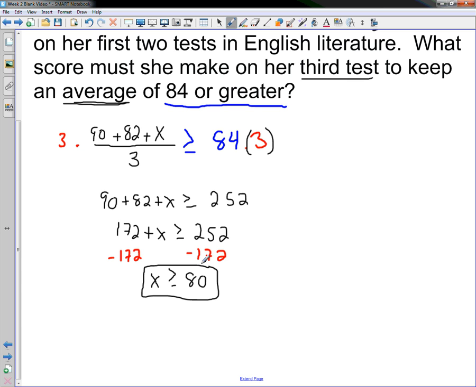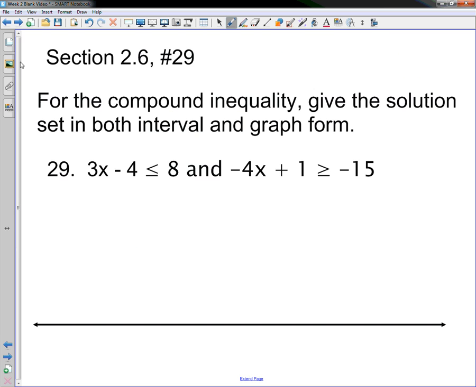So let's look at solving another inequality. This is going to be in section 2.6. So for the compound inequality, give the solution set in both interval and graph form. So we're basically doing the same thing we did 2 problems ago. We want to solve these and then represent it on the graph and in the interval. Okay, so the first one.